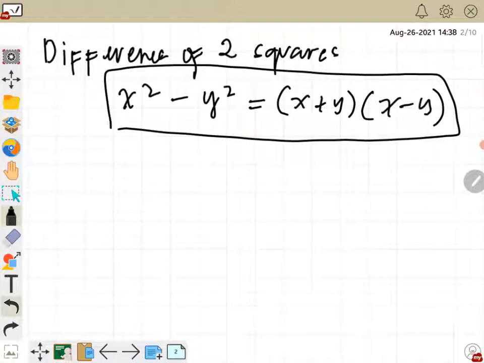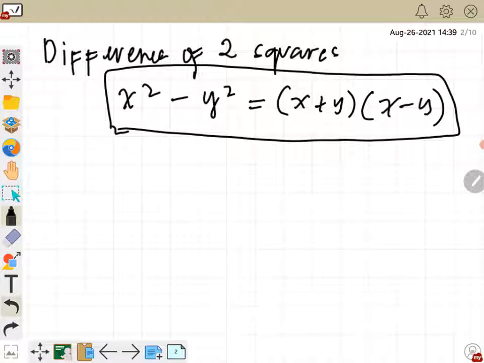If you want to learn the visual proof, how come x square minus y square becomes x plus y times x minus y, there's a link in the description. You can click that and watch the video, the visual proof for this difference of two squares.